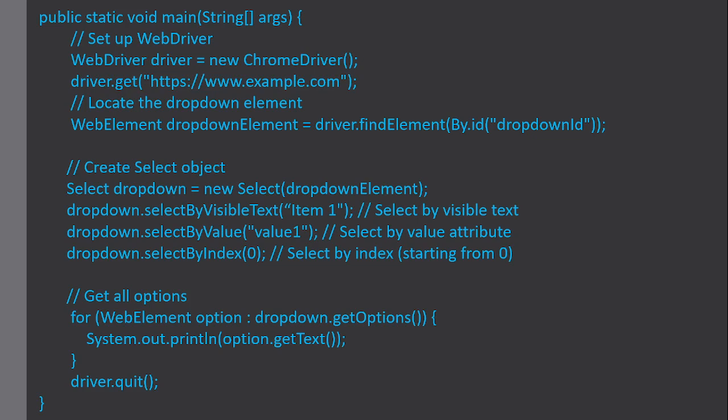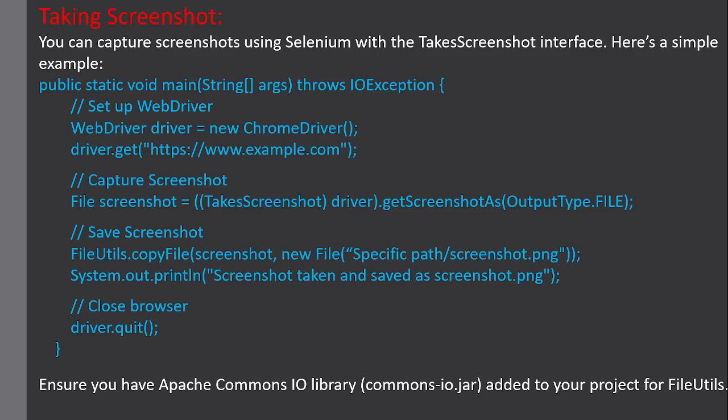So this is the code to handle the drop down by using Selenium. Let's move to another topic. The next topic is taking a screenshot. You can capture a screenshot using Selenium with the TakesScreenshot interface. Here is a simple example. Inside the main method, we first set up the web driver, then we hit the URL. Once it's done, if we want to capture the screenshot, we need to write code as follows.